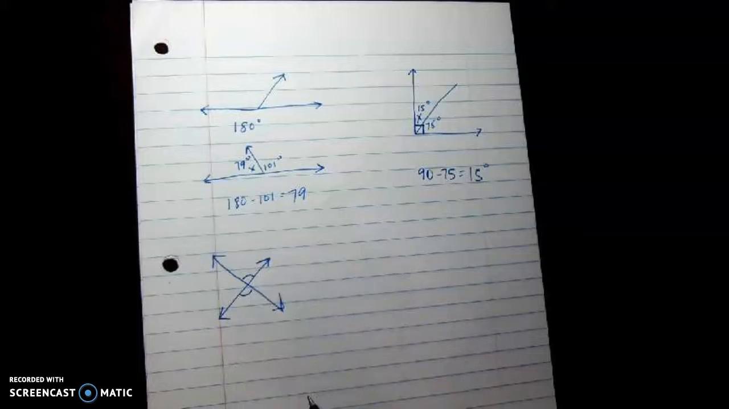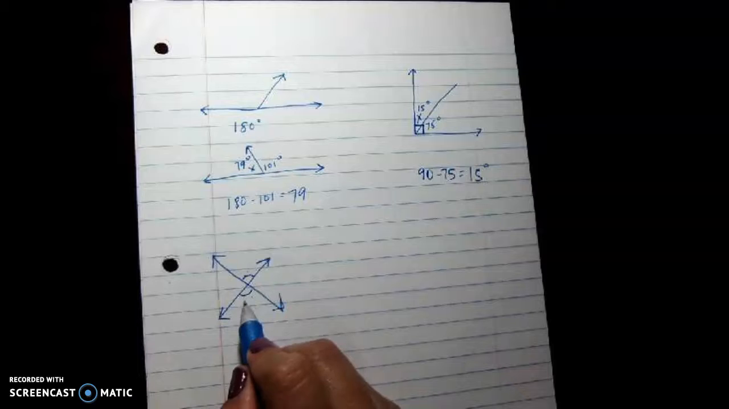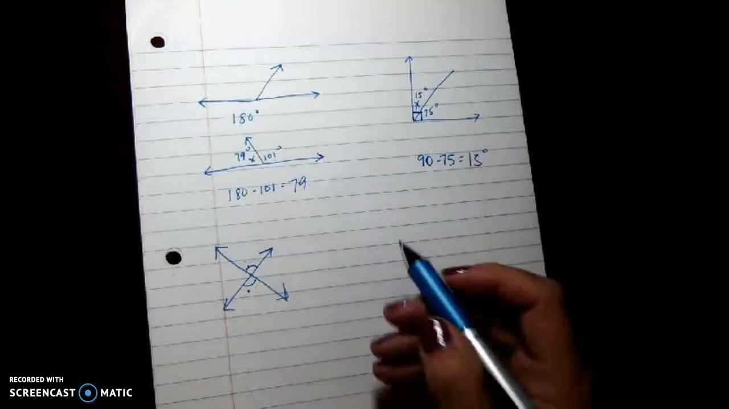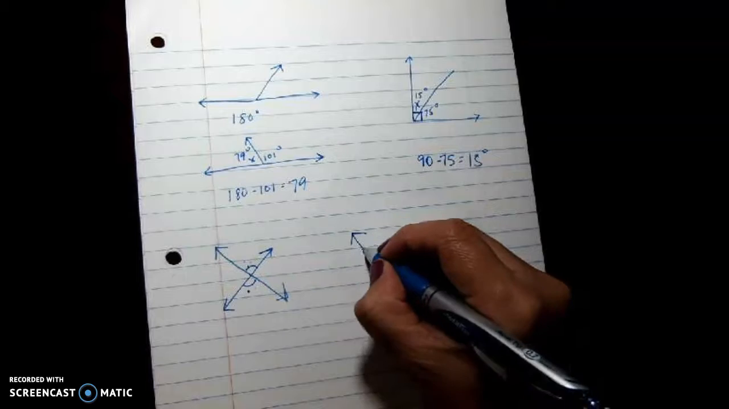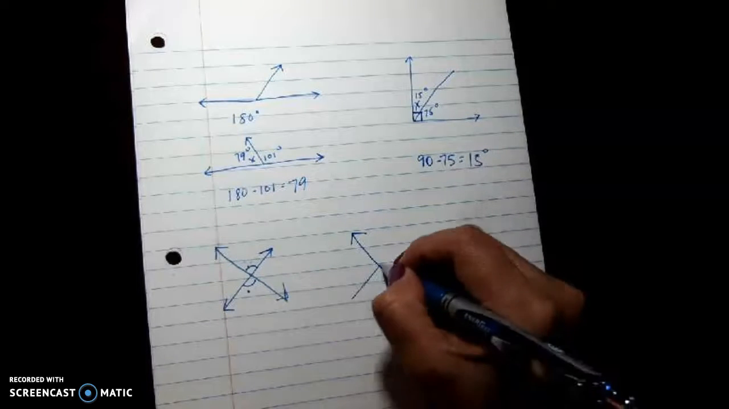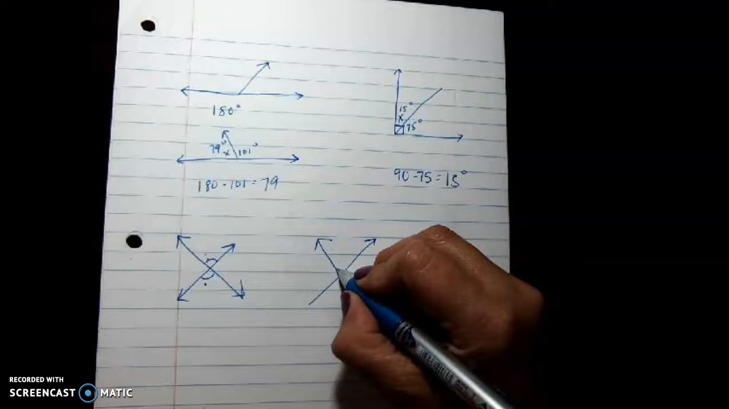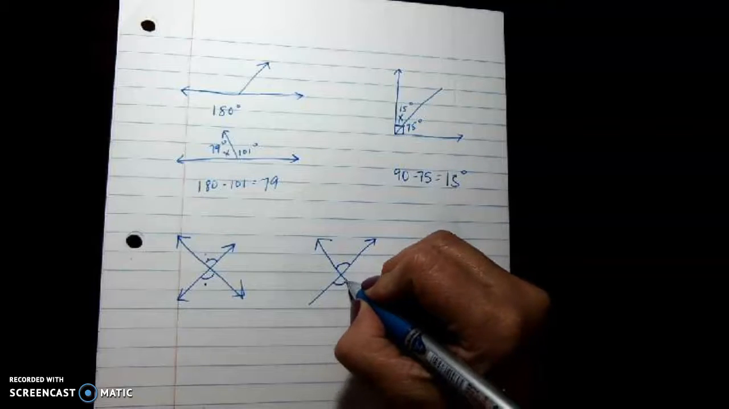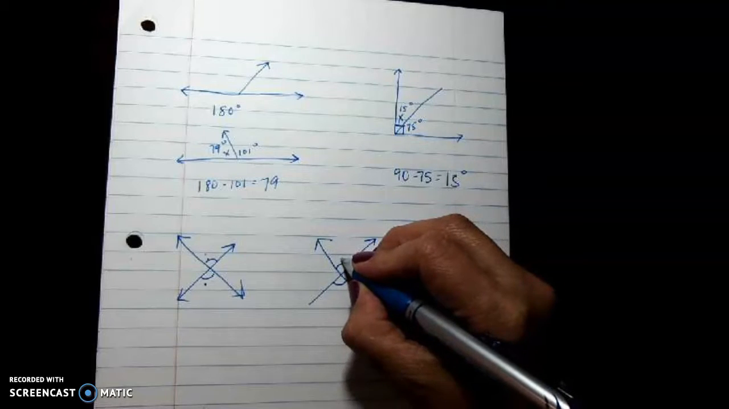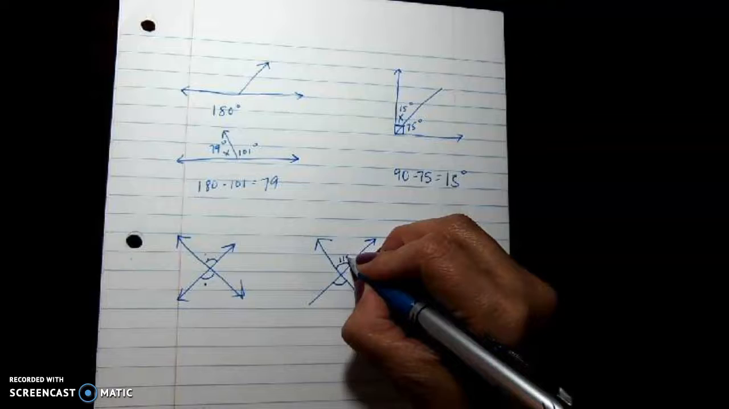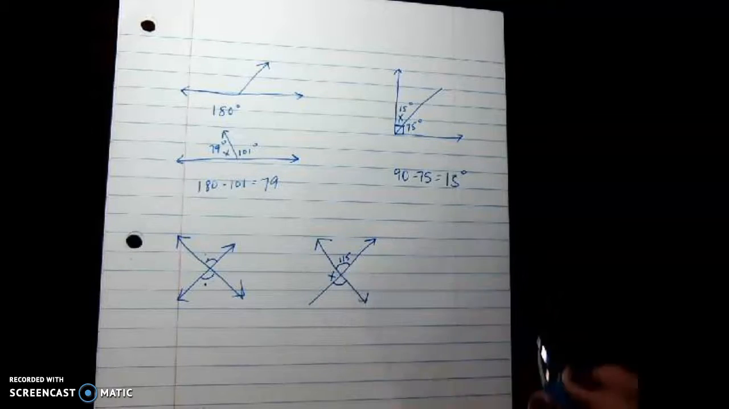All right. This means that they are congruent. That means they equal the same amount. If this is 80, this is 80. If this is 70, this is 70. Also, too, if this is 115, well, what is this?